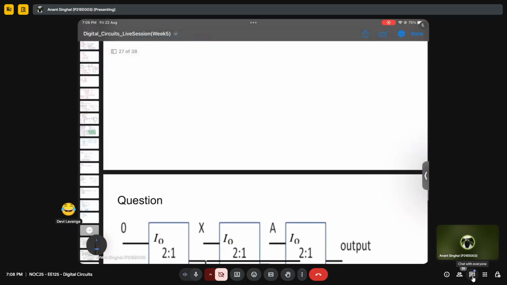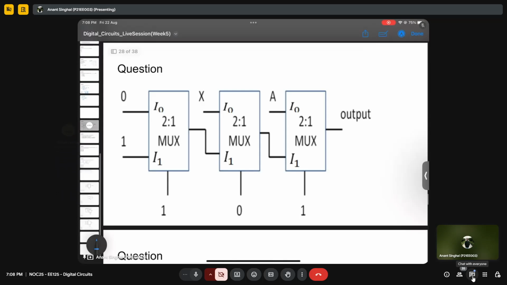So let's move ahead. Okay, you need to find this output. Take 2-3 minutes and let me know the answers in the chat box.